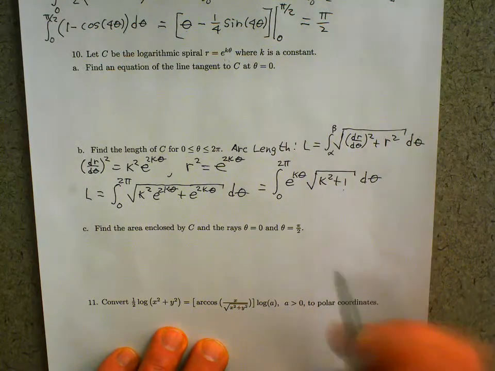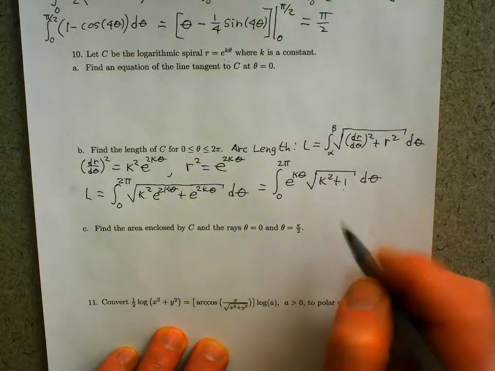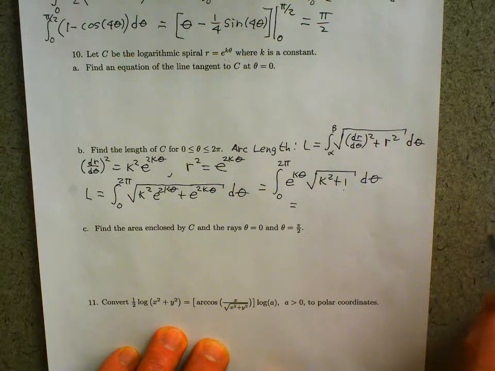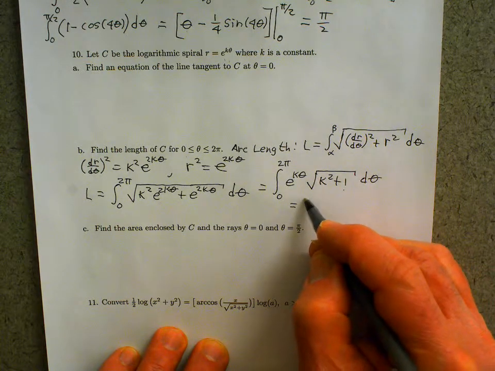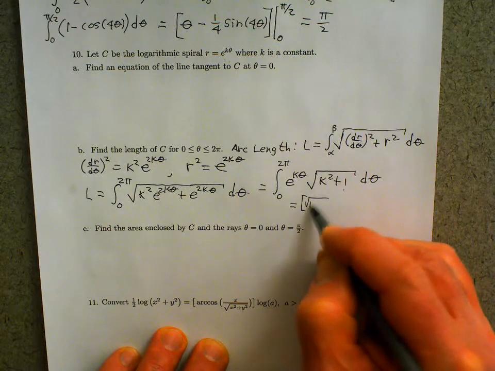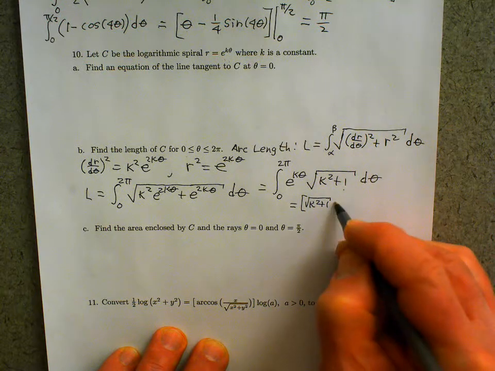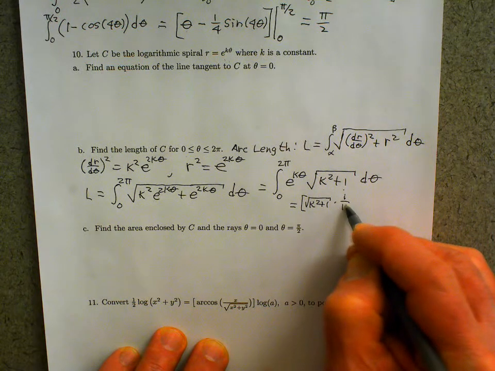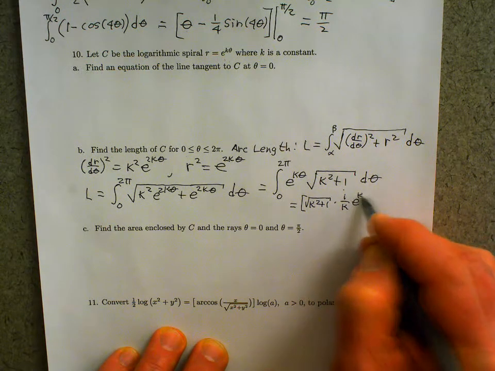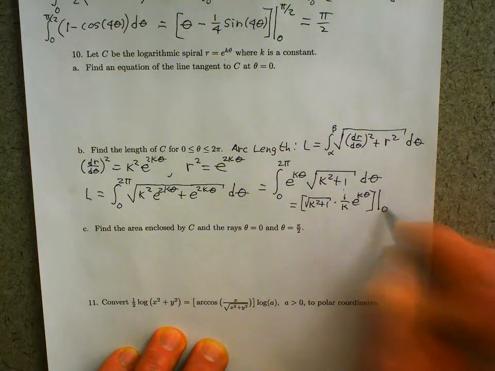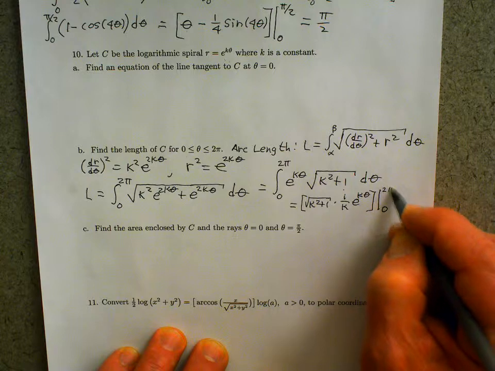So I'll just write down one more step and leave the rest of it for you. So we have the constant square root of k squared plus 1, and then times 1 over k times e to the k theta, and evaluate that from theta equals 0 to 2 pi.